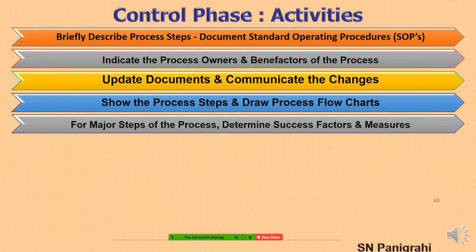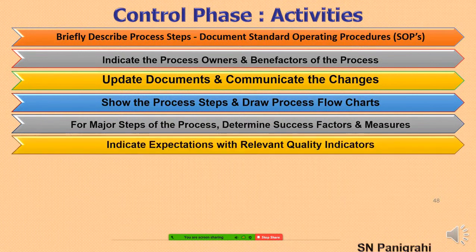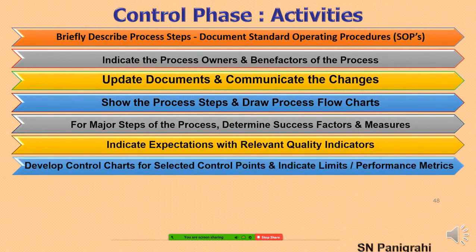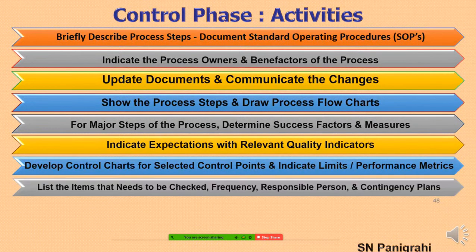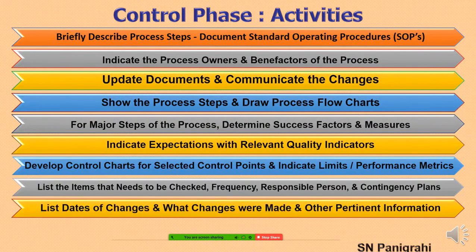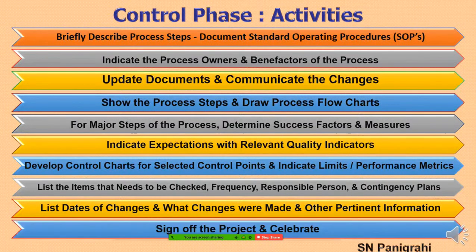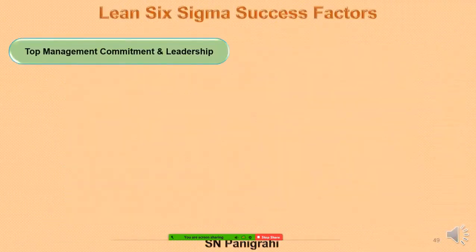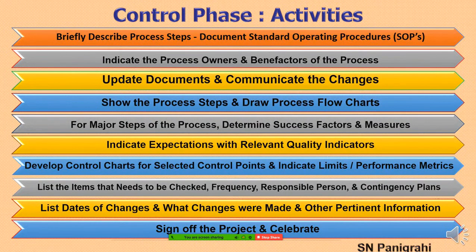Then show the process steps and draw the process flow charts, and also make major steps for the process and determine the success factors and the measurements that have to be taken. All those things we have to indicate, and also indicate the expectations and the relevant quality indicators. And we also have to say what the different process charts are that we will use, and what the performance parameters or criteria are. Based on that we are using this process. So what are the criteria for acceptance, what are the control limits, all those things we have to define properly, and then we have to hand over this newly improved system. Process improvements have to be handed over to the process owners.